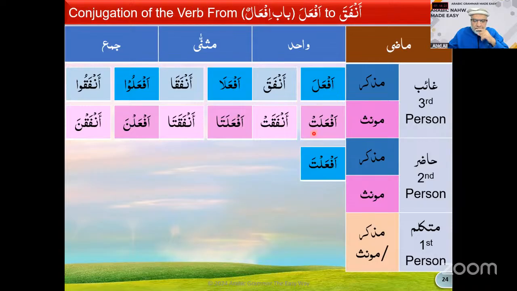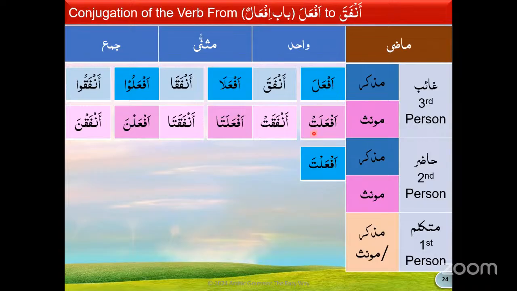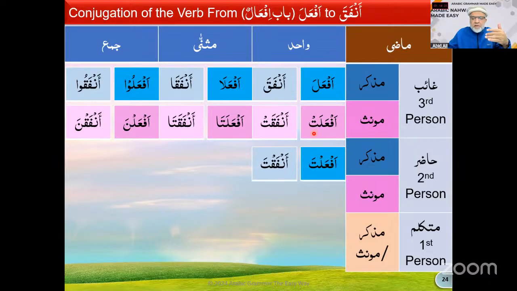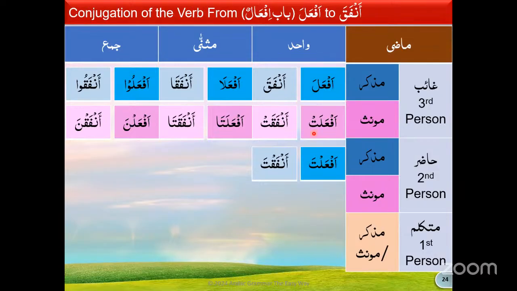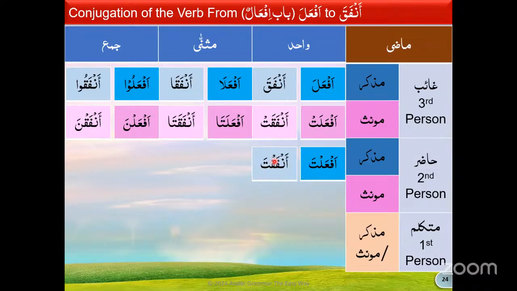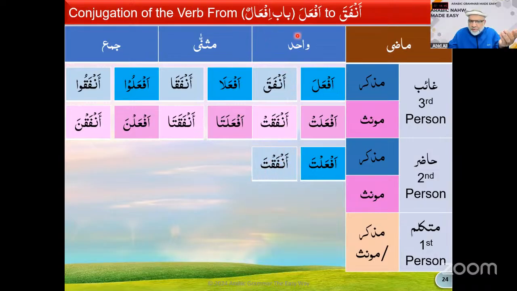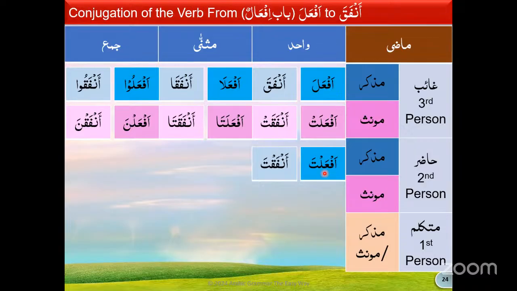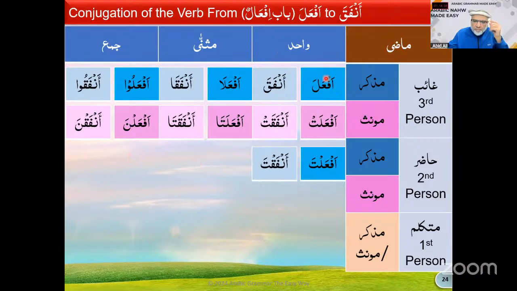Af'alta. Anfaqta. What is the meaning of anfaqta? You spent. It's like the second person, Madi and Hadir, male, singular. That's how we get this. The chart means I'm dealing with a single person, a male, a second person, and I am doing the conversation in Madi. That's how we do the siga. This is siga number 7, because if you look at the numbers 1, 2, 3, 4, 5, 6, and this is 7.